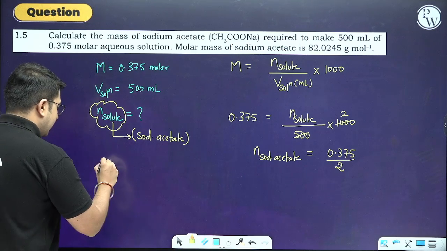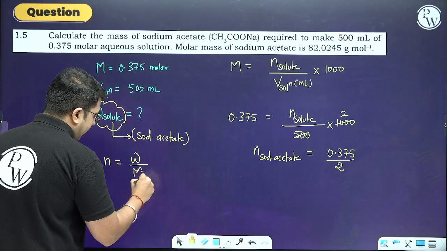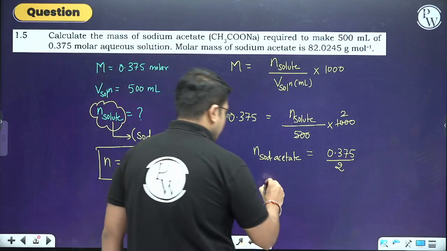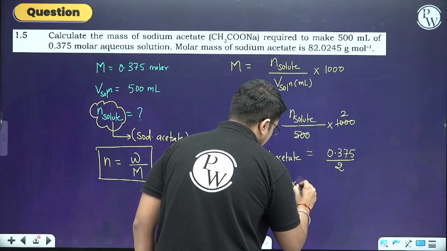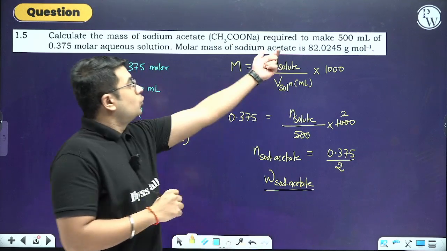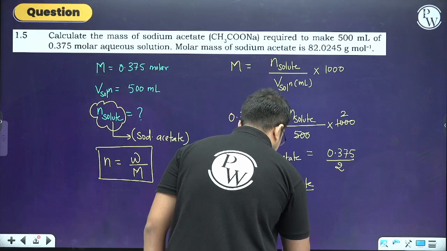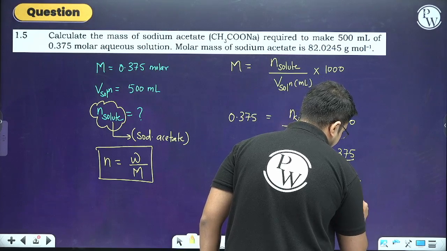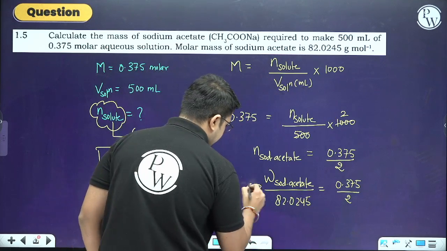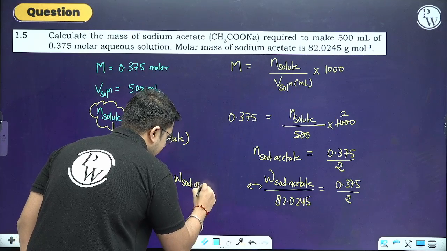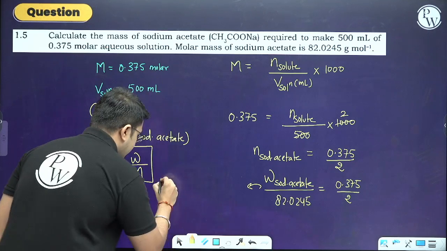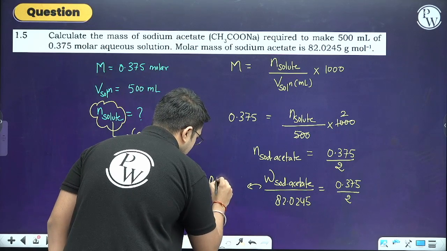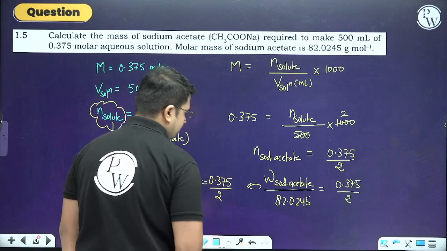Now you know one formula, that number of moles is W divided by M. This part you already know, that the number of moles of any solute will be equal to the given weight divided by the molar mass. Now in this case, W of sodium acetate we don't know, but we know the molar mass. The molar mass is already given, which is 82.0245, and it will be equal to 0.375 divided by 2. So from that, we can say that W of sodium acetate will be equal to 0.375 divided by 2 multiplied by the entire amount.